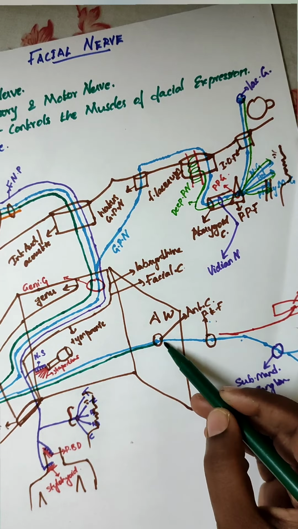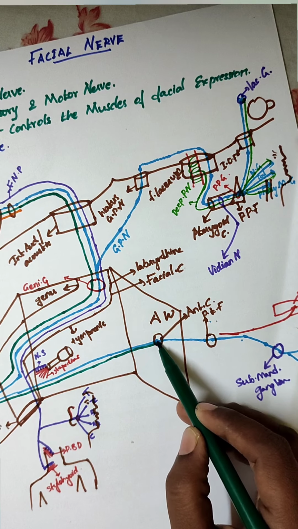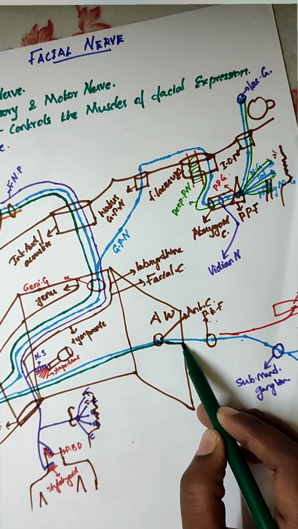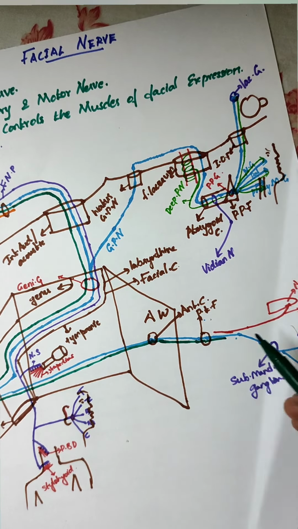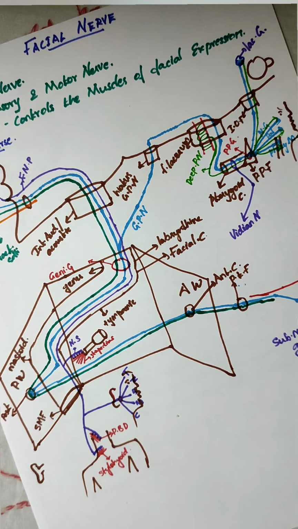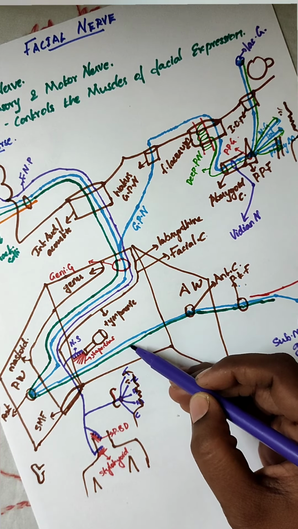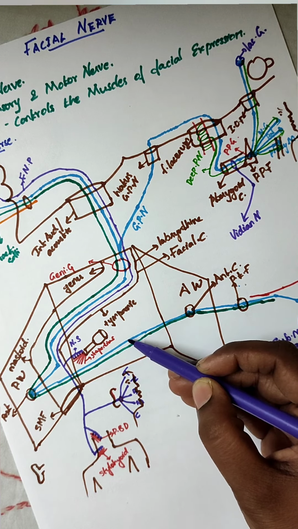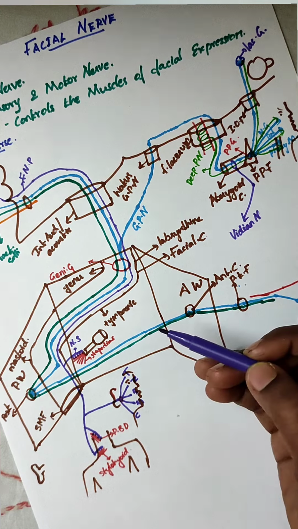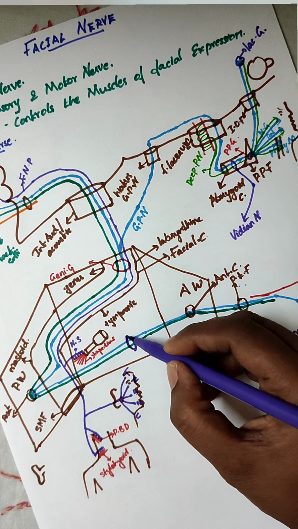and come out of the middle ear through the canaliculus present in the anterior wall, which is known as the anterior canaliculus, and also enter into a fissure known as the petrotympanic fissure. So here the sensory fibers from the tractus solitarius and the parasympathetic fibers from the superior salivary nucleus together are known as the chorda tympani.